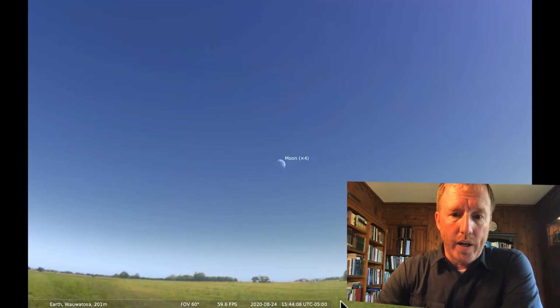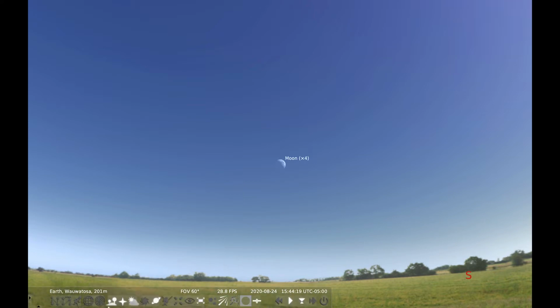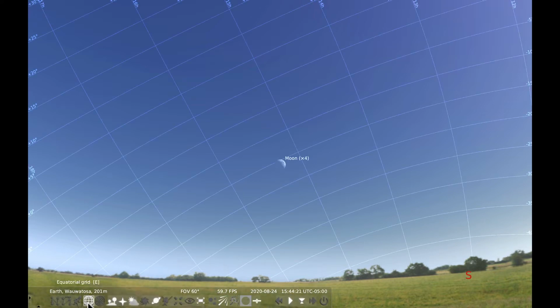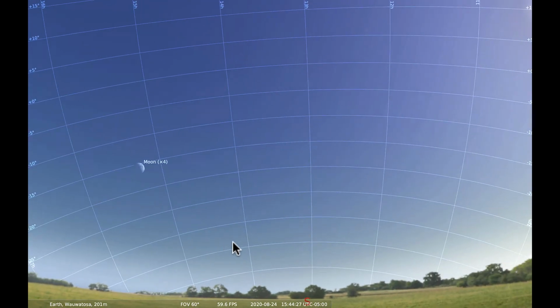Okay, and right now I'm viewing August 24th of 2020, and it is 3:45 in the afternoon. Let me click on some of these shortcuts to make our grid appear. Again, these are effectively the latitude and longitude lines. These lines right here, I guess we would call the longitude lines on the celestial sphere.